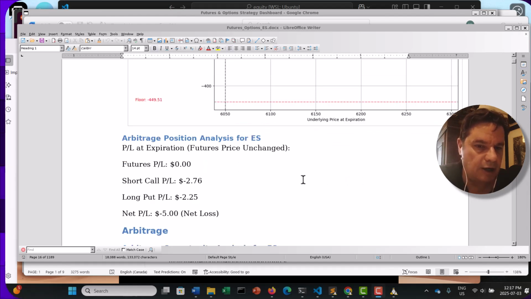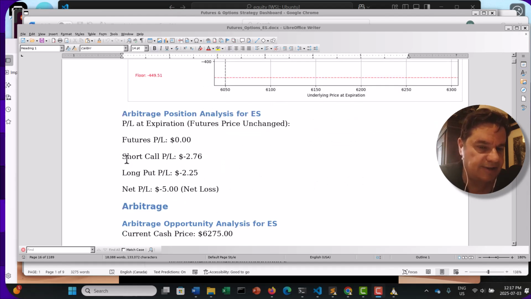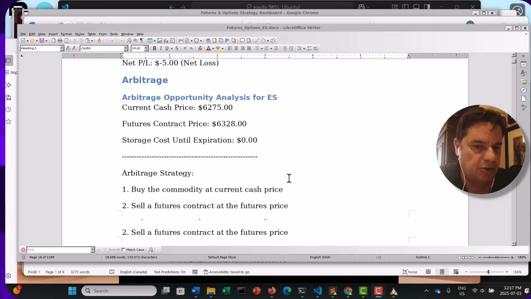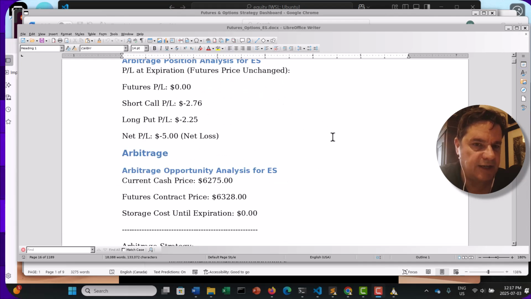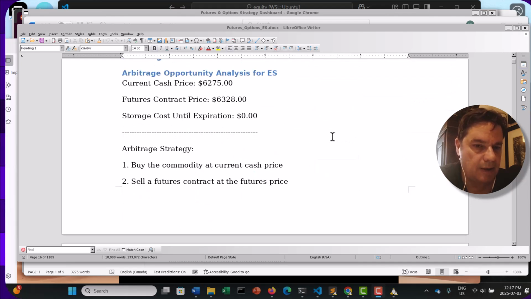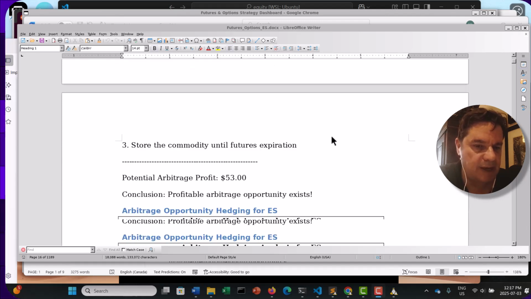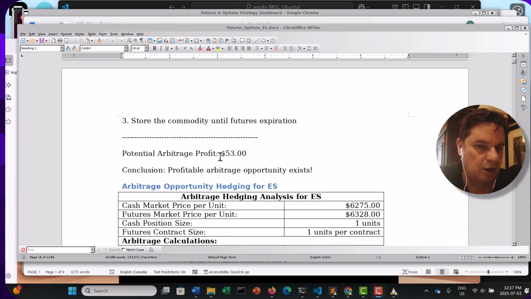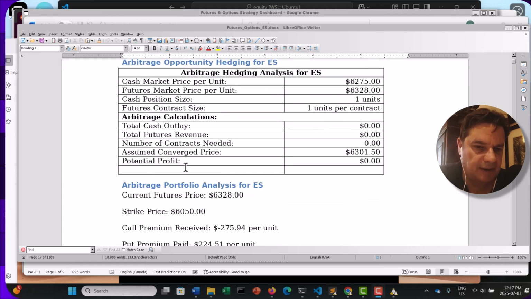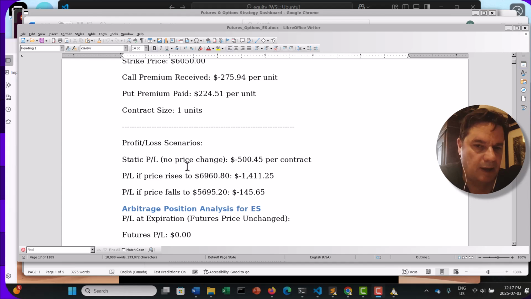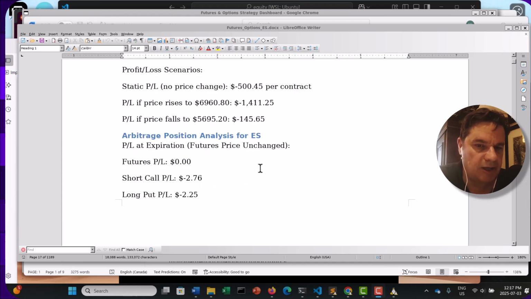So here it's looking for arbitrage, and this is where it comes up with that information on what exactly to arbitrage and at what level in the volume. So we have our arbitrage right here again. So we have an arbitrage analysis for ES. Okay, one contract. Okay, this is how deep I've made it. Potential arbitrage profit of $53. So here's all the detail of it. Okay. Profit loss scenario.